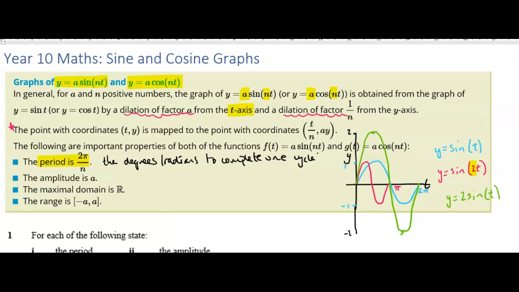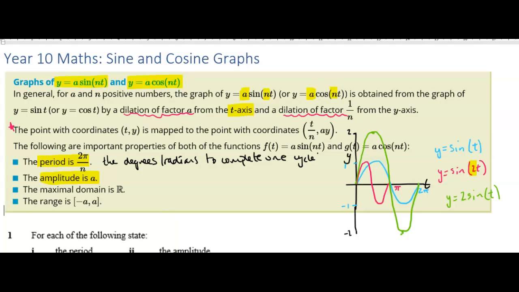So for A, for the green graph, the value of A is 2. So you'd say it's got a dilation factor 2 from the t-axis. Okay, so your amplitude, but we're not talking about transformations right now. We're just focusing on the period and the amplitude. So as long as you can identify A and n in your sine and cosine graph, you'll be able to identify your period and your amplitude.